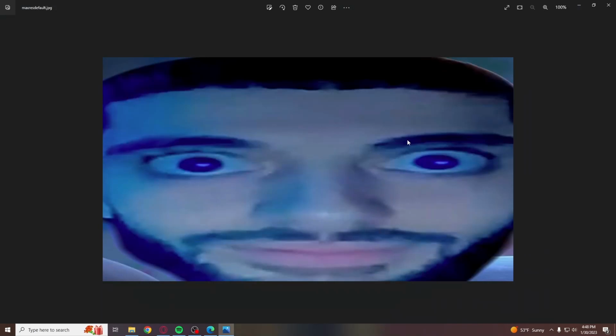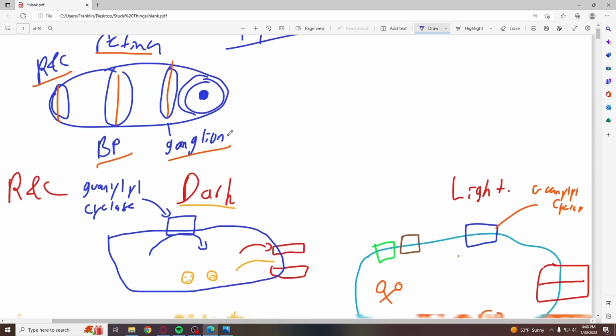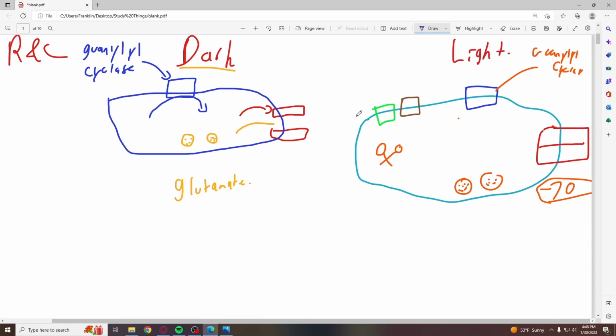Alright, so this video is going on the eyes. There's 3 levels in your eye, 3 kinds of cells. There's rods and cones, there's the bipolar cells, and there's the ganglion cells. So here's what's going on in the rods and cones. You're going to perceive light or dark.